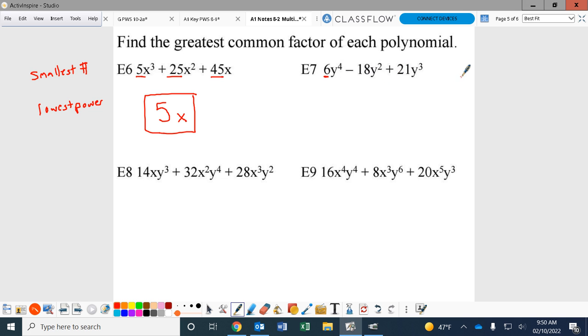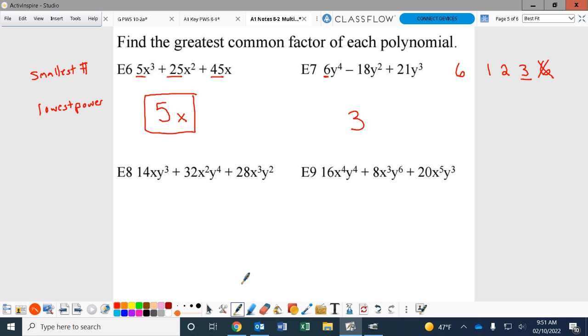No. So what we're going to do is put 6 over here, and we're going to think about the numbers that go into 6. The numbers are 1 and 6, and 2 and 3. Now we already said 6 doesn't work. The next biggest one is 3. Does 3 divide into 18? Does 3 divide into 21? Yes. So that is going to be your number that goes for your GCF.